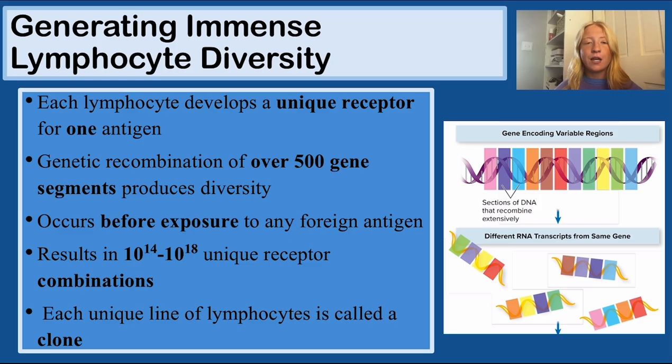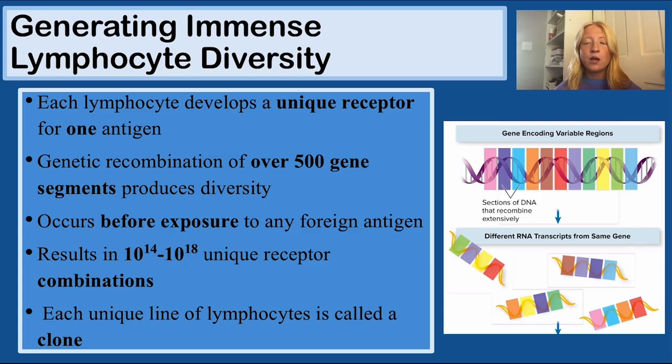So each lymphocyte will have unique receptors. This happens through genetic recombination. This is where pieces of DNA in developing B and T lymphocyte cells are arranged, and they will make new antigen receptor genes. There are over 500 gene segments that can recombine, and this means your immune system can potentially produce over 1 million types of combinations.